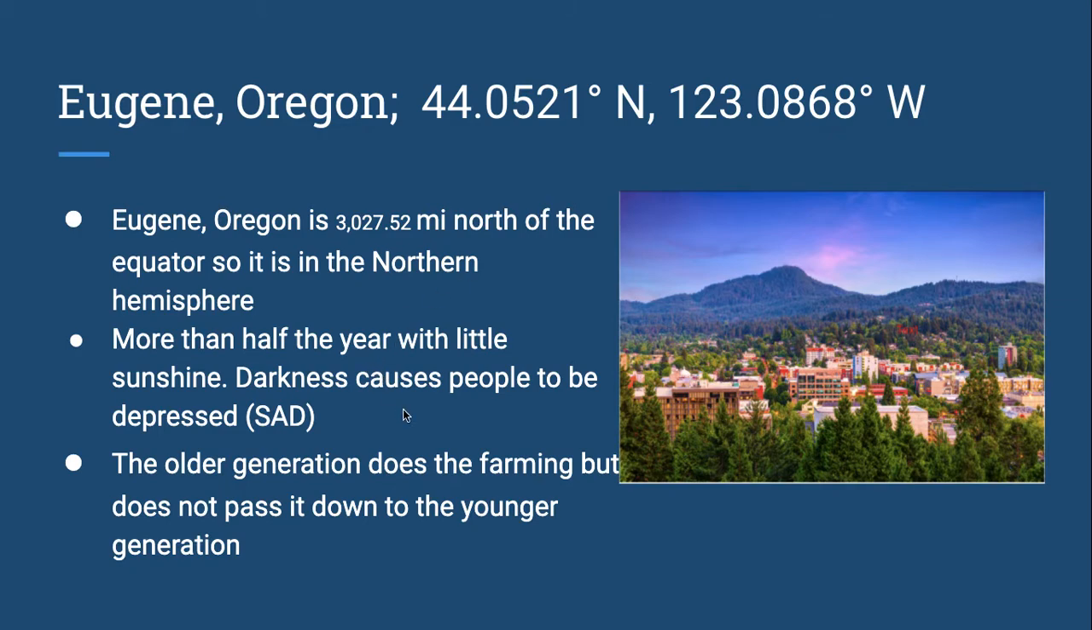In Eugene, they get very little sunlight. Because of the very little sunlight they get throughout the year, they are very vulnerable to seasonal depression. For farming in Eugene, Oregon, it's mostly the older generation who would be farming, but they haven't passed it down to the younger generation. And this could be because of the very little sunlight that they get. They would need more sunlight to grow plants.